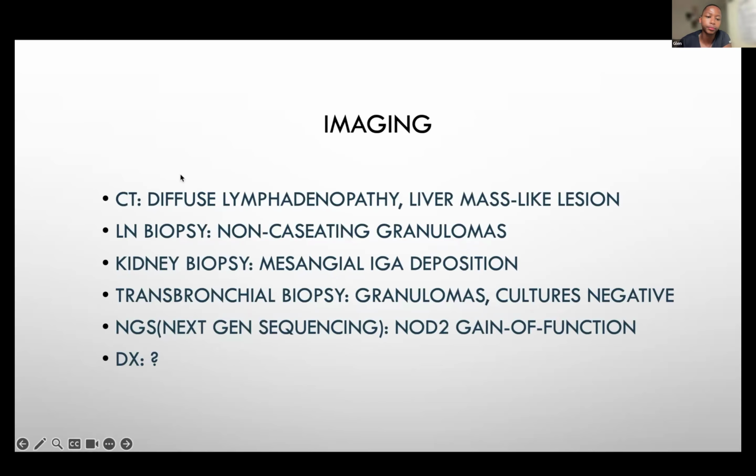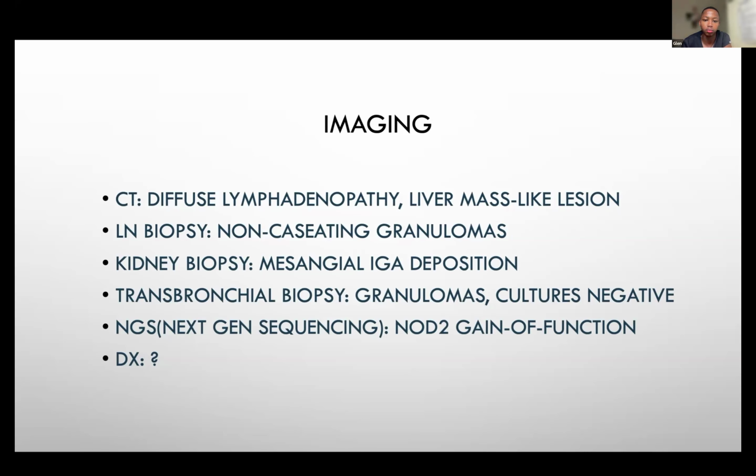So further investigations, we did imaging. So CT showed diffuse lymphadenopathy, the liver mass-like lesion. The biopsy showed non-caseating granulomas, and the kidney showed mesangial IgA deposition. The transbronchial biopsy showed granulomas, and the cultures were negative. So the last test to be done was the next generation sequencing, which showed a gain of function mutation in the NOD2. So with this, I would ask which diagnosis would come to your mind given these findings.